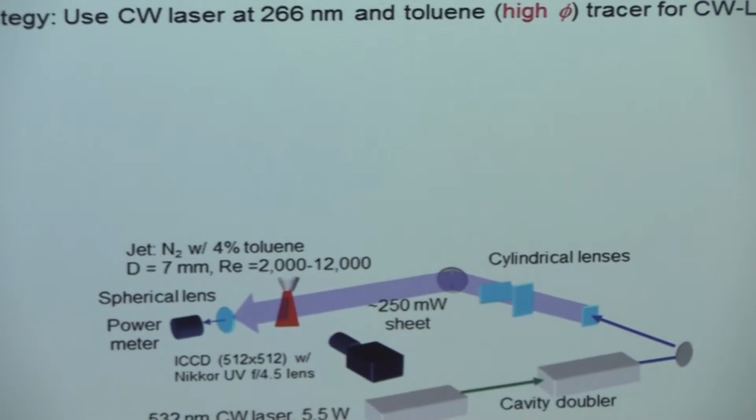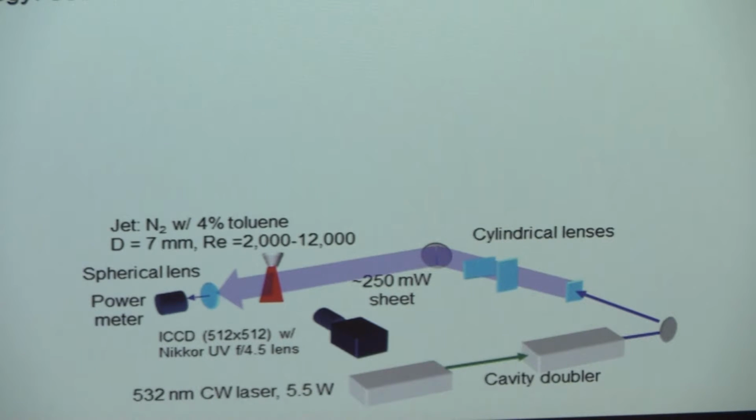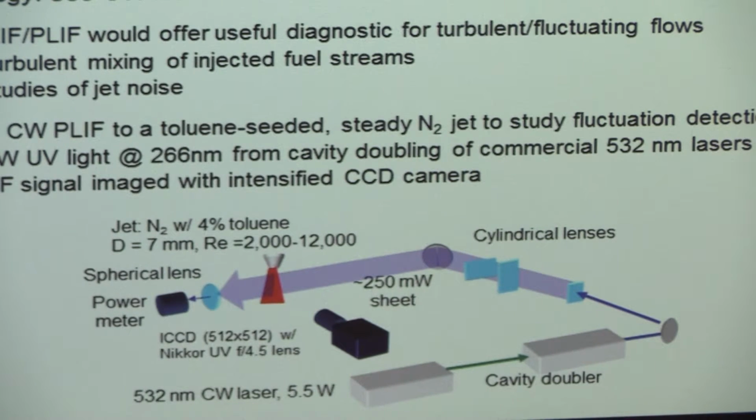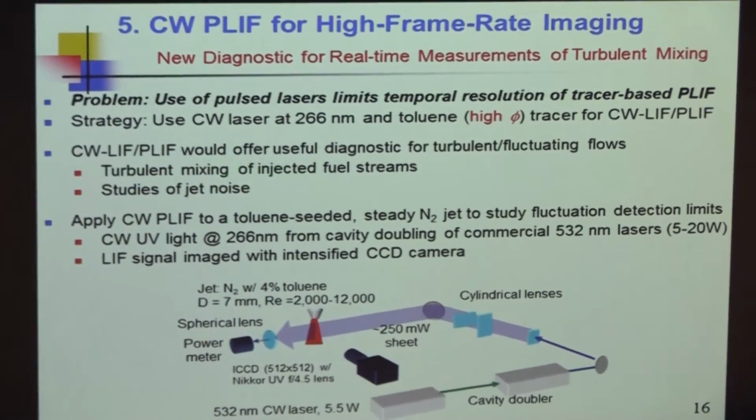So the question is, could you use a CW laser, so you're always illuminating the flow, and then use a high-speed camera to take pictures at any repetition rate you want, rather than being limited by the pulse rate of the laser? That was the idea. And we know what the problem is right away. We don't have enough laser power. That's the problem. But how far can you go? And we were interested in how far we might be able to go to look at turbulent mixing.